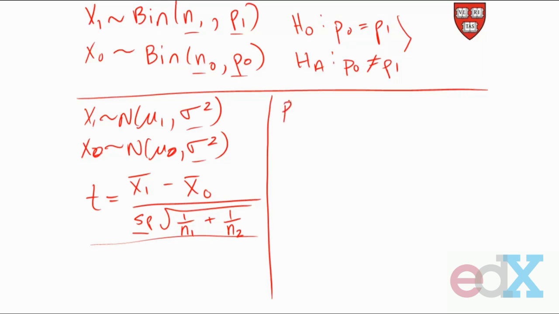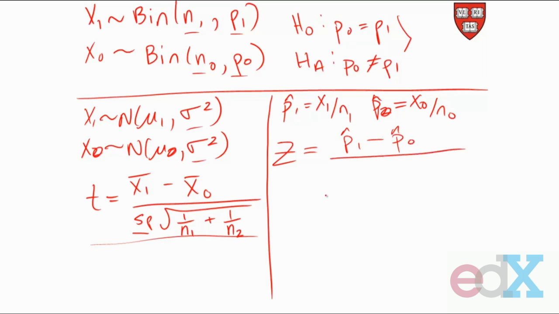We have the sample proportions, let's call them p1 hat, which is equal to x1 over n1, and then we have p0 hat, which is equal to x0 over n0. Now we can come up with a test statistic that looks very similar. We can take the sample proportions, p hat 1 minus p hat 0, divided by, and then what are we going to put in the denominator here? Again, we're going to want a pooled estimate of the variance.